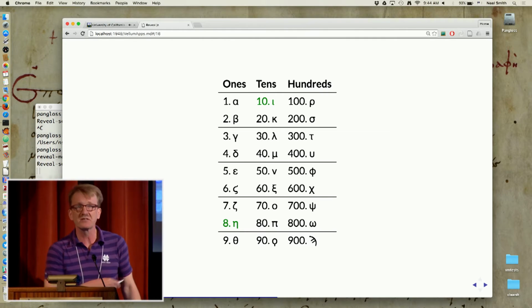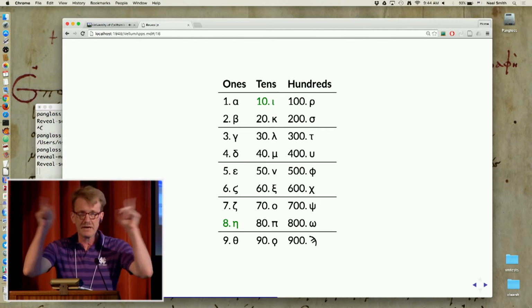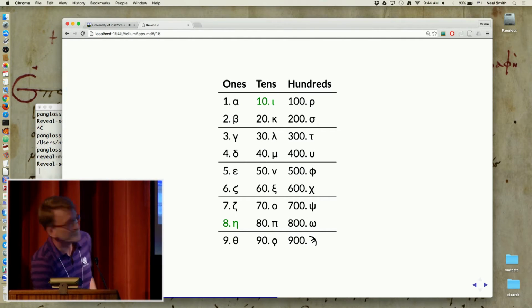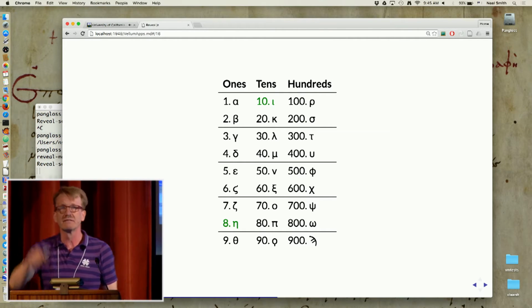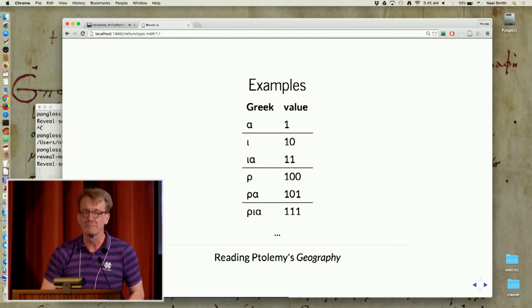So here's the one that looks kind of like an H. It's the Greek letter eta. Eta equals 8, easy mnemonic. Eta is 8. And hold on to this single stroke, the iota. That's our 10. So one stroke for 10, eta for 8. And with that, we can read Ptolemy's geography.